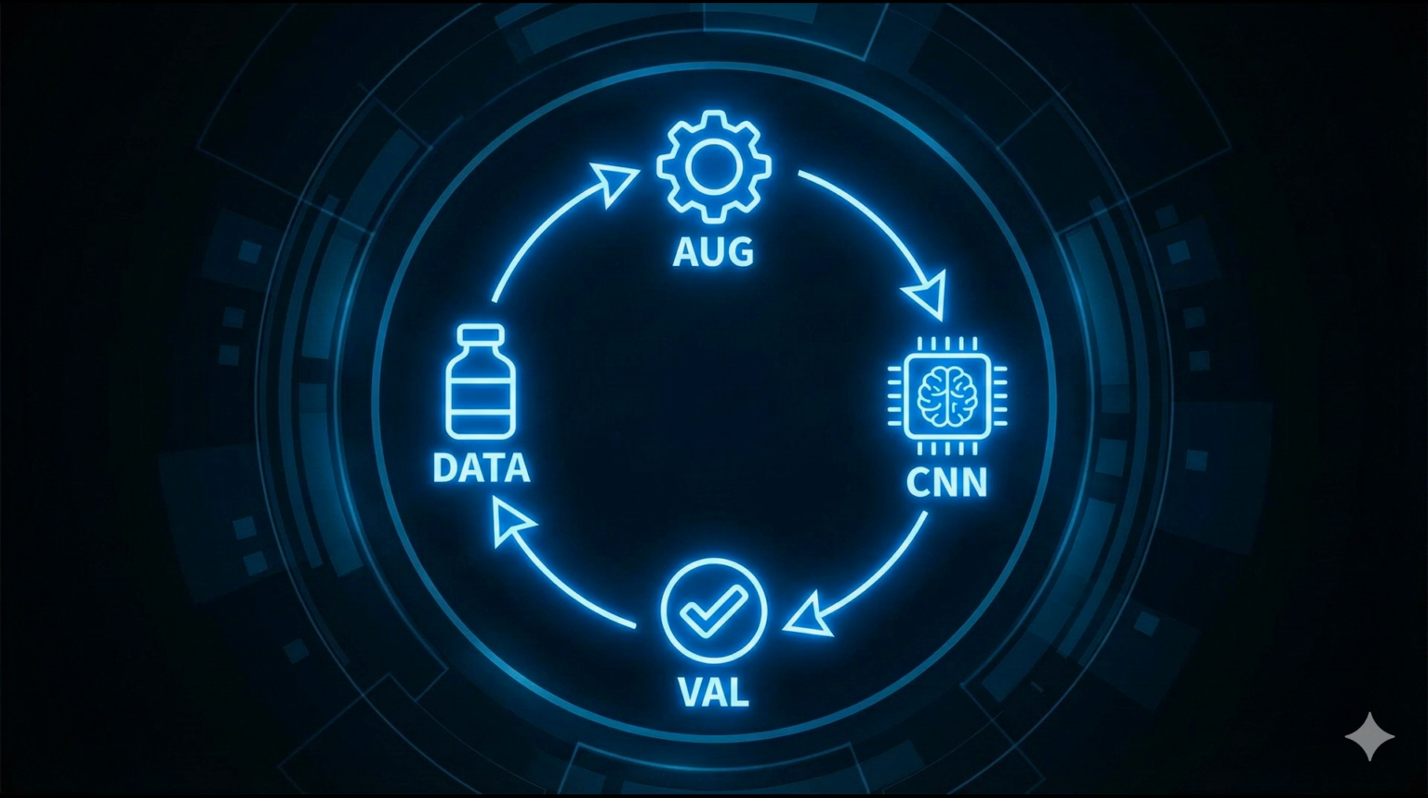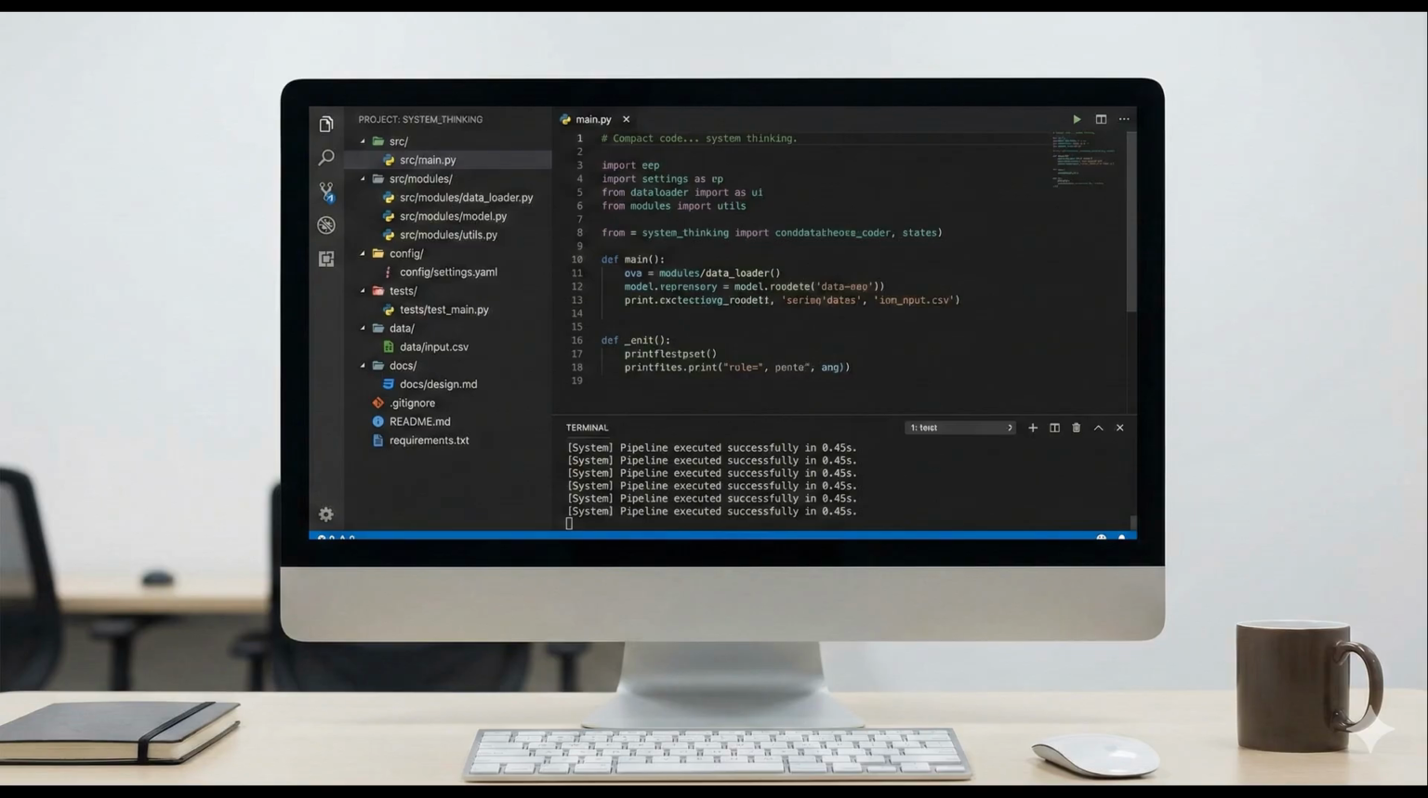This cycle, data engineering, augmentation, deep CNN architecture, and active validation, is what turned a rough prototype into a system capable of 98% accuracy. The code for this is actually quite compact, but the system thinking around it is what matters. I have the entire codebase here on my local machine, the synthetic generator, the training loop, and the CNN definition.